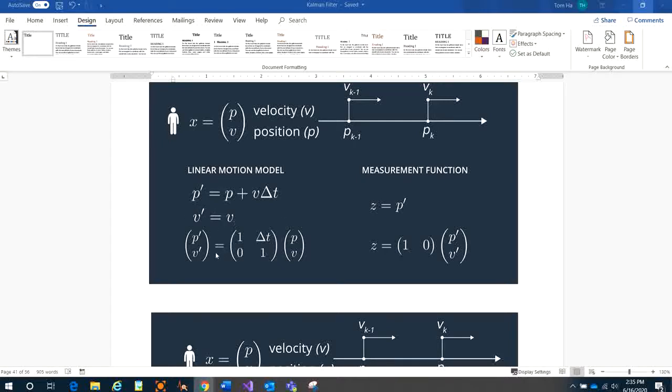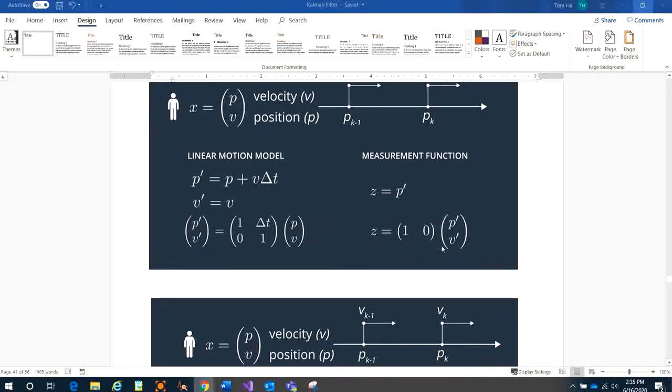And from here we can change to the state space vector. I think you know how to do that, right? It's easy. You look at the function, right? P and V, you have the coefficients right here: 1, 0, delta t, and 1, okay? Because when you multiply together it is the same as here. And the second one is the measurement function, z, right? And we have the state function right here.